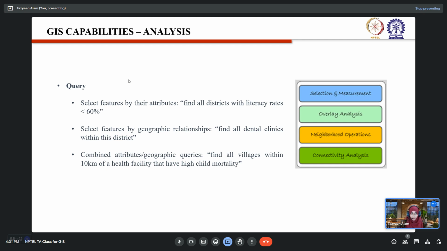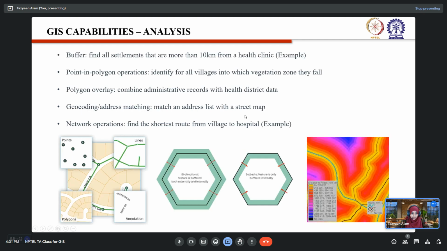You can also select features by geographic relationships, for example, find all the dental clinics within this district. You can perform this using the query too. The third example would be combined attribute and geographic queries: find all villages within 10 kilometers of a health facility that have high child mortality. So what you are doing here is selection and measurement, overlay analysis, neighborhood operations, and also connectivity analysis.